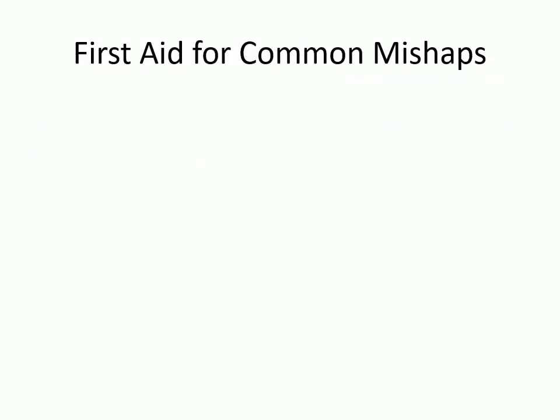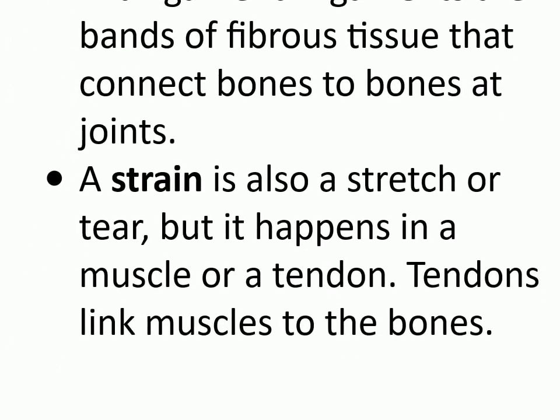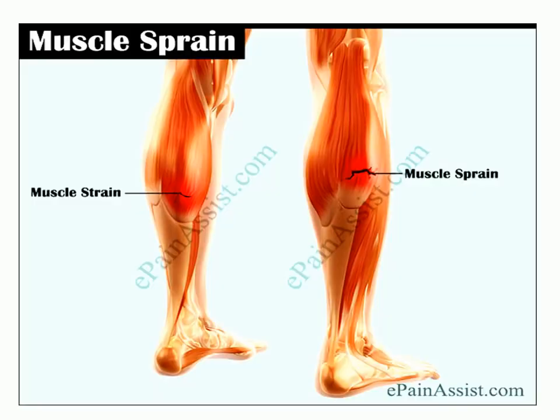First aid for common mishaps. Muscle sprain and strain. A sprain is a stretch or tear in a ligament. Ligaments are bands of fibrous tissue that connect bones to bones at joints. A strain is also a stretch or tear, but it happens in a muscle or a tendon. Tendons link muscles to the bones. The difference between sprain and strain.